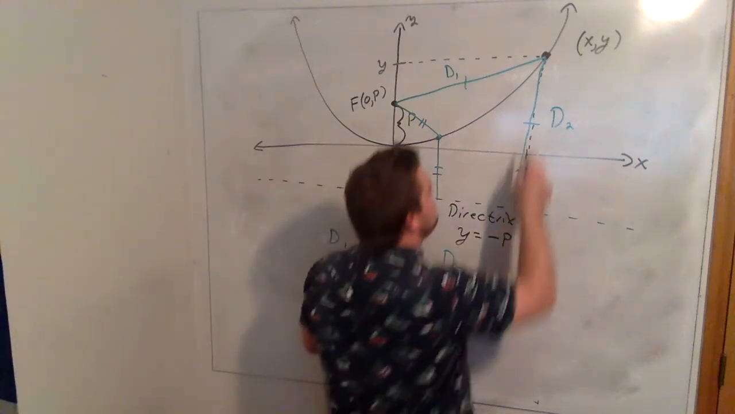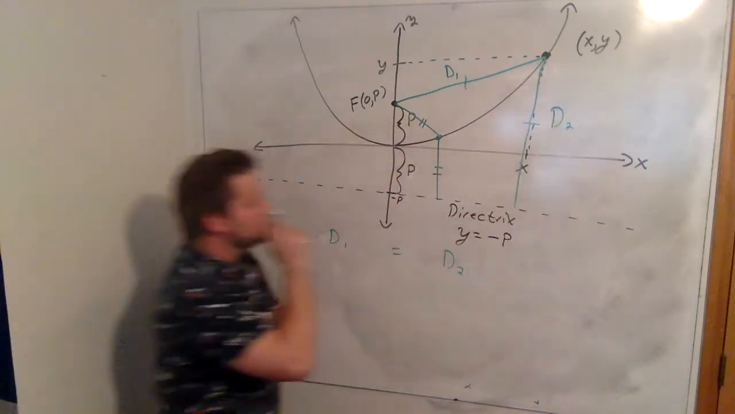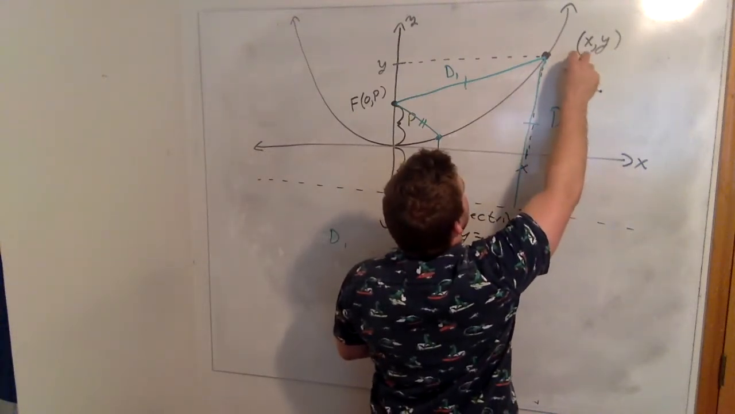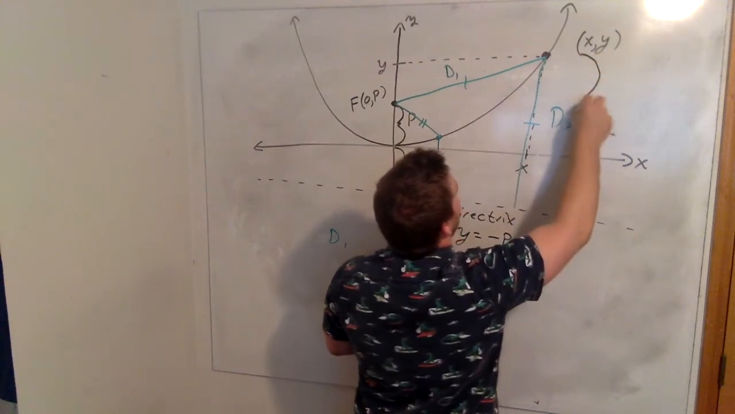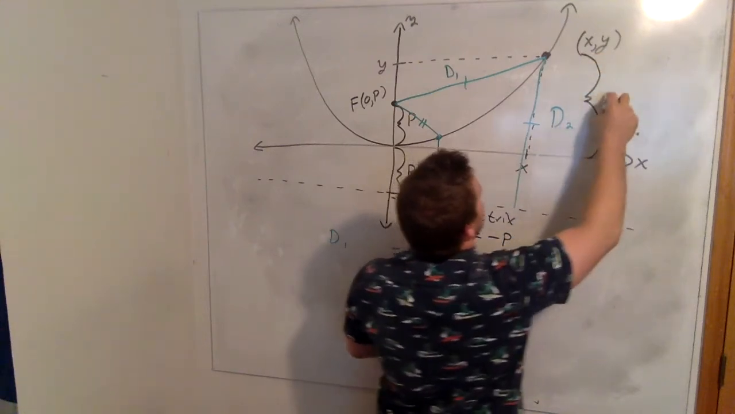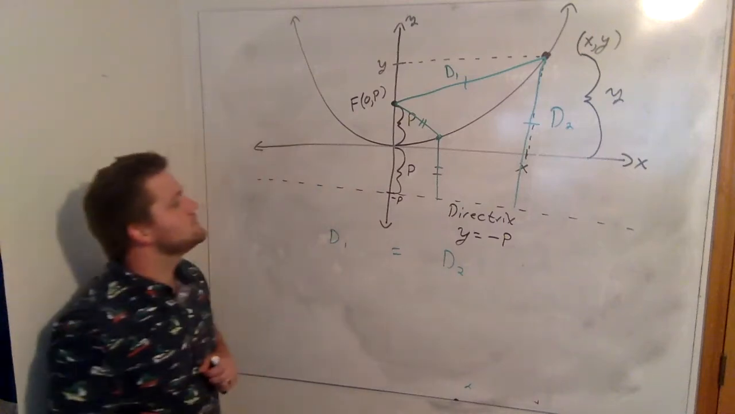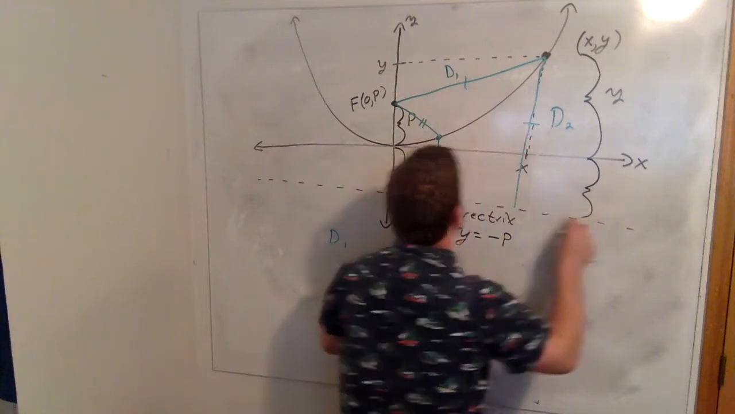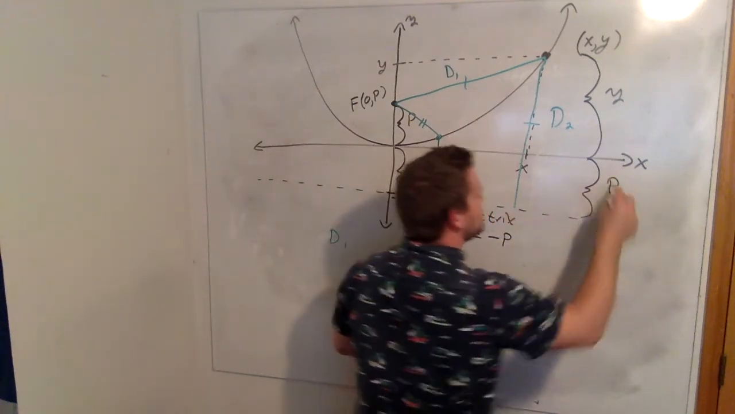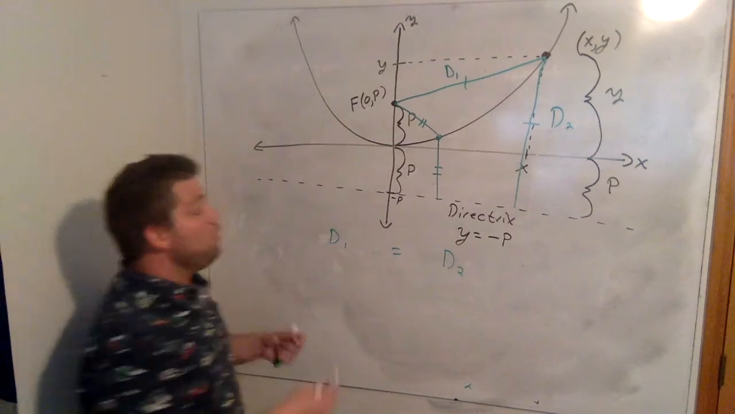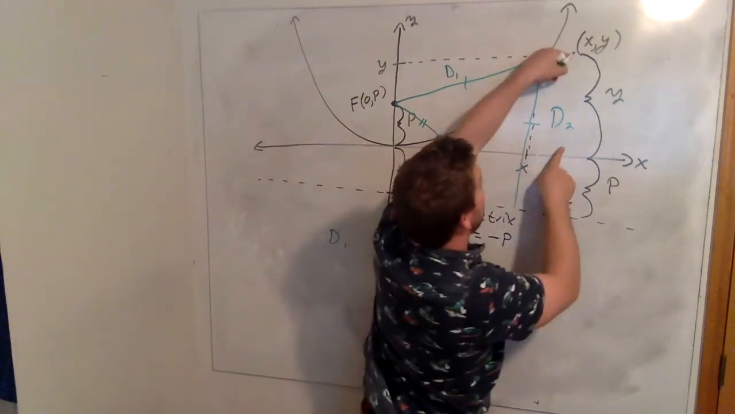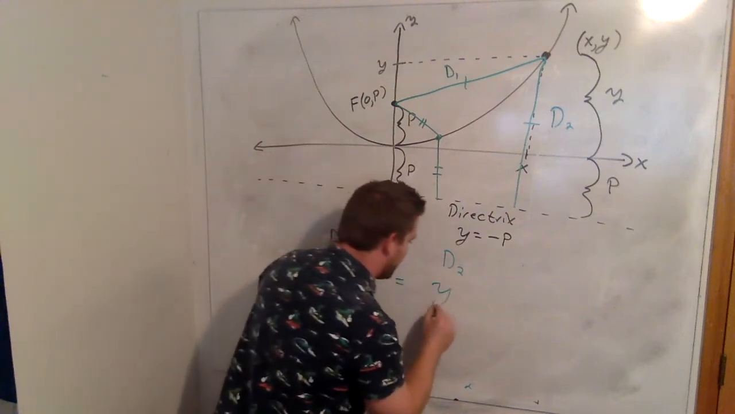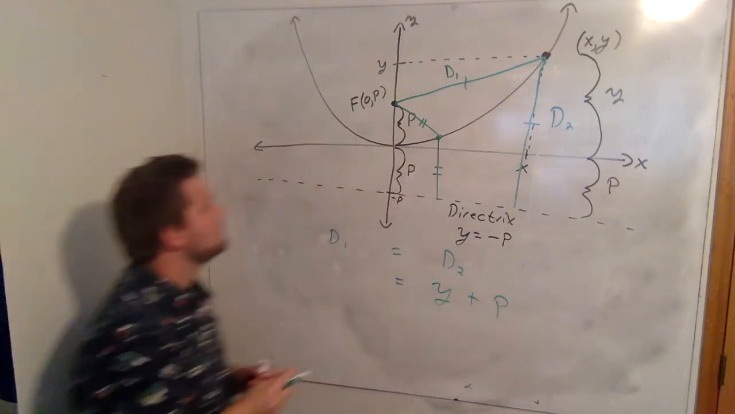I think it's going to be easy for us to figure out what this distance D2 here should be. Notice that the distance from the point on the parabola to the x-axis is the distance y. And the distance from the x-axis to the directrix is a distance p. So we should have that D2 here should be y plus p.